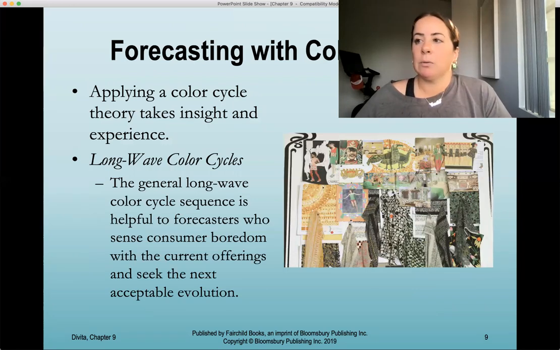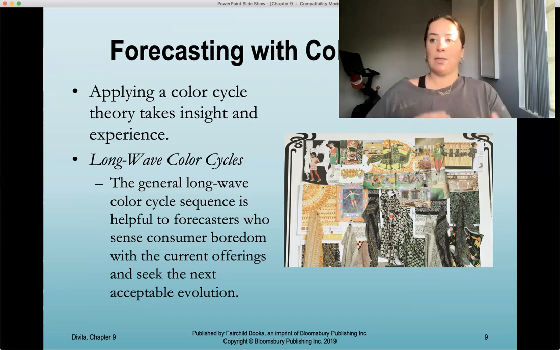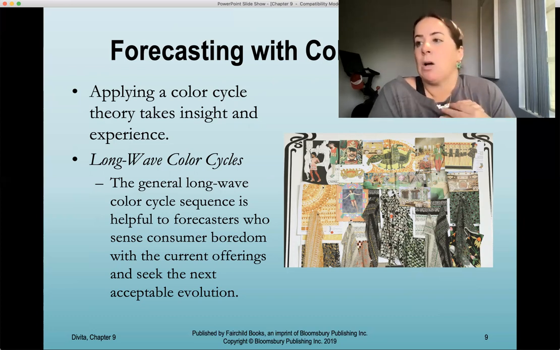Forecasting with color cycles. So we're applying a color cycle theory, takes insight and experience. Okay, you have to have experience with color to be able to really apply a certain theory. First theory we're going to talk about is long wave color cycles.